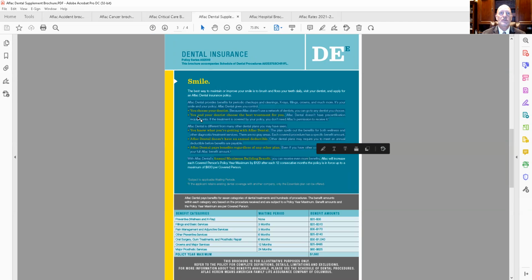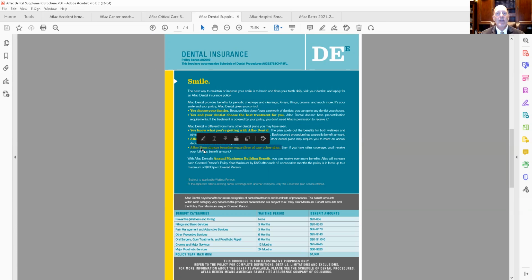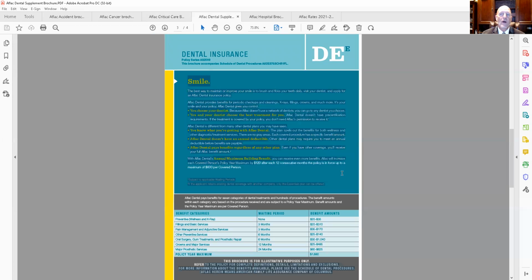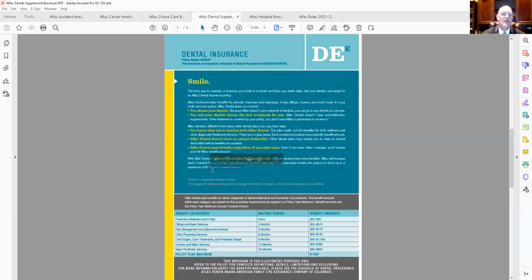So you choose your dentist, total freedom. You and your dentist choose the best treatment that's for you. There's no copayment, there's no deductible. It pays in addition to any other dental insurance and you get the dental benefit check, not the dentist. Now the caveat is in addition to the plan paying $1,680 per person per year, after you've had it a year, they will add $120 every year to the $1,680 until your policy has increased $600.